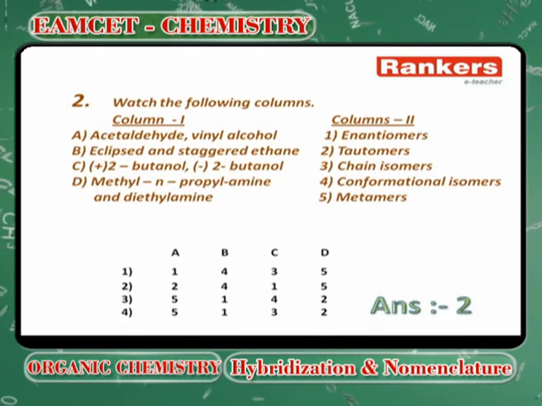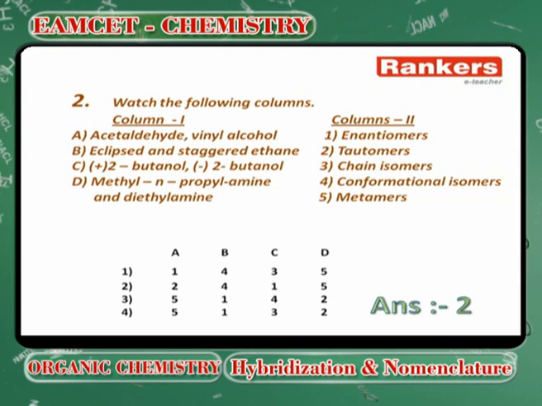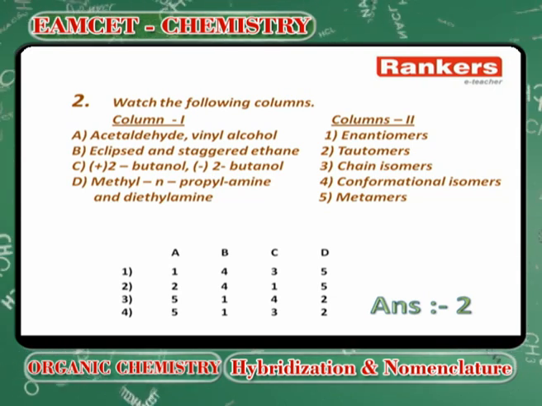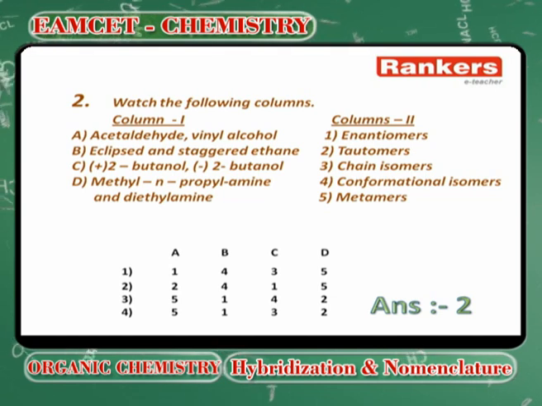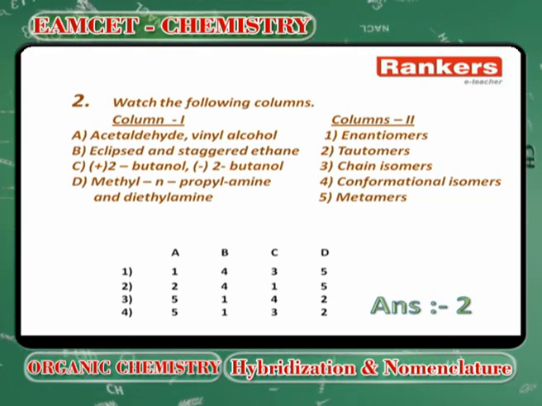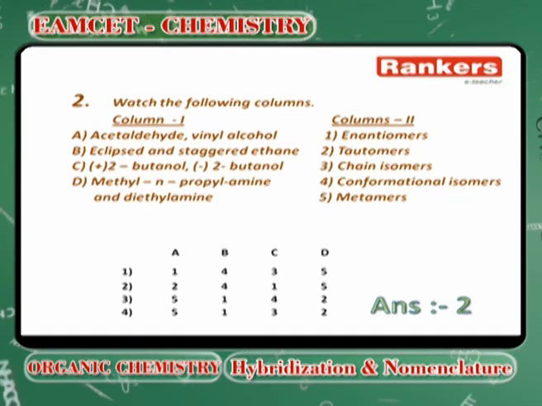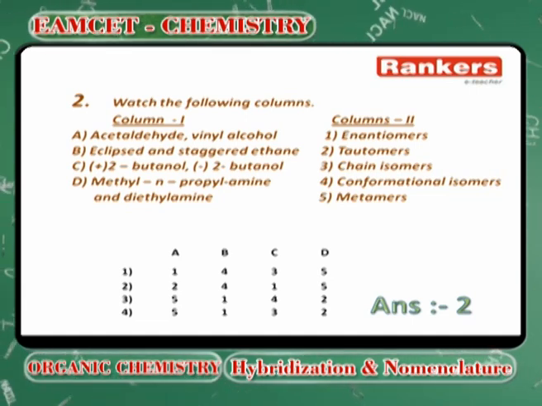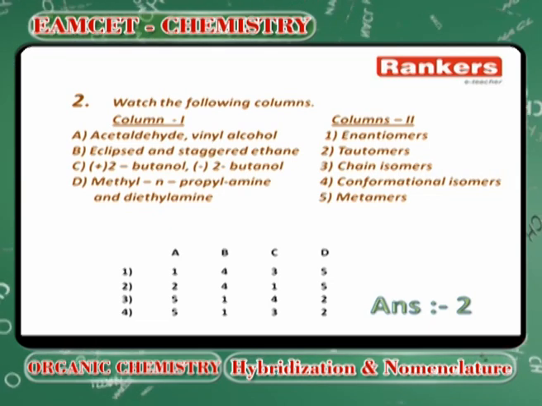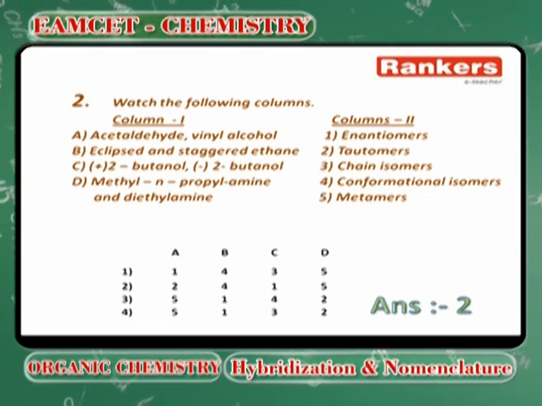Next, which of the following columns, column 1 versus column 2 you have to match. Acetaldehyde and vinyl alcohol are tautomers, that goes to the second bit. Eclipsed and staggered ethane goes to conformational isomerism, and plus 2-butanol and minus 2-butanol happen to be enantiomers. Methyl n-propylamine and diethylamine happen to be metamers here. So the answer 2 happens to be the correct one.